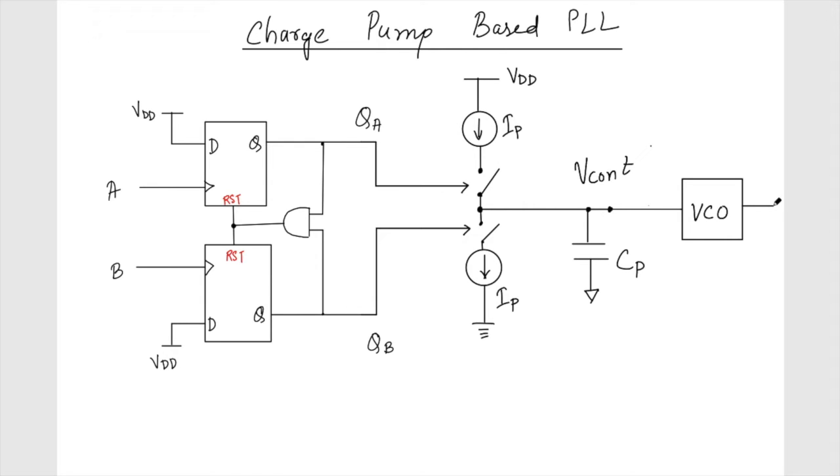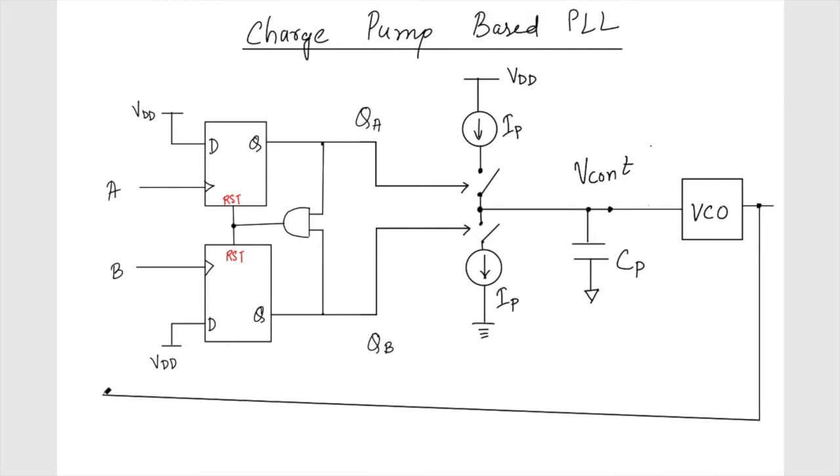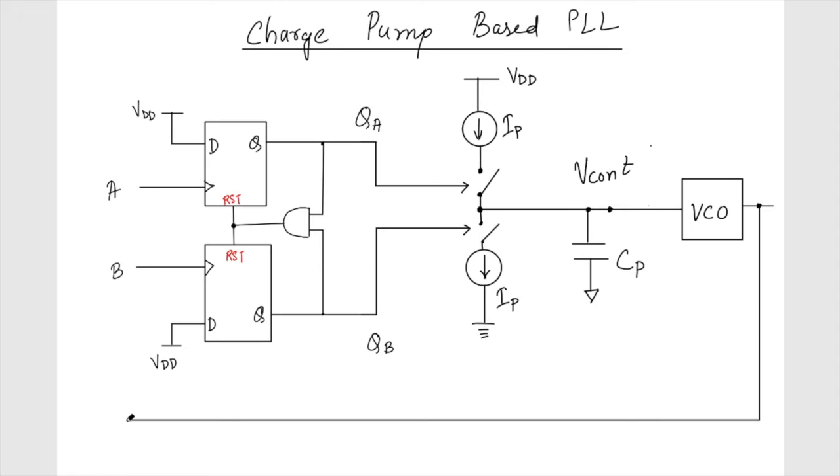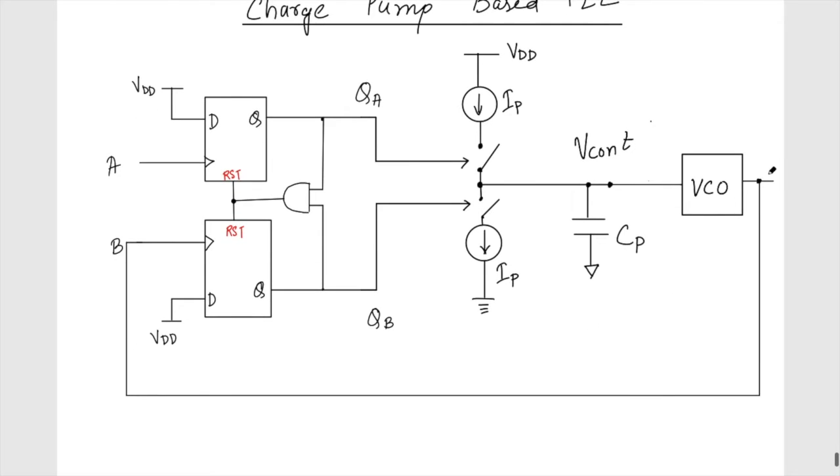And of course, for the time being, we are not using any divider, so we are going to connect this output of the VCO to this, to the V. Okay, so finally this will be my V out.